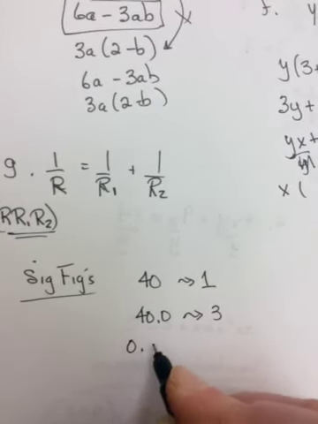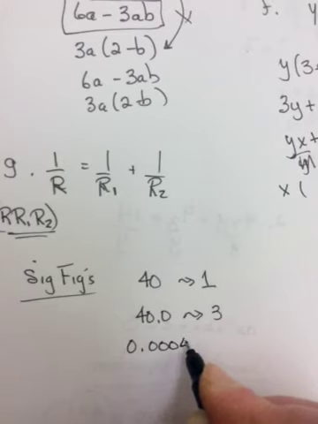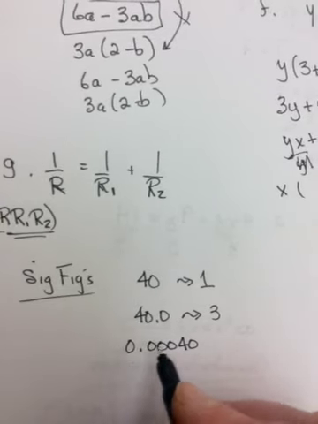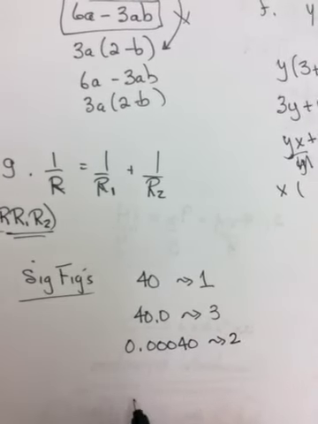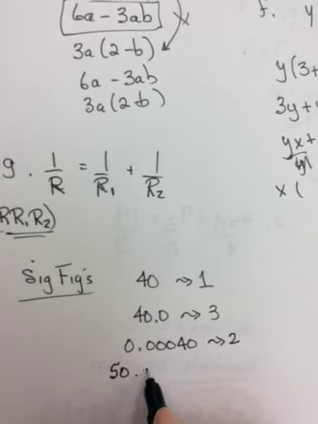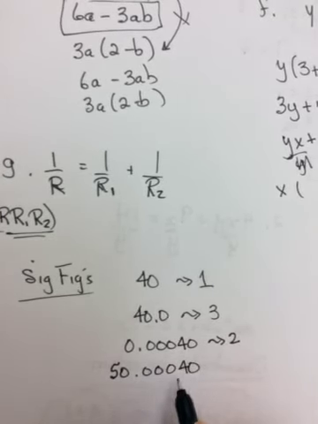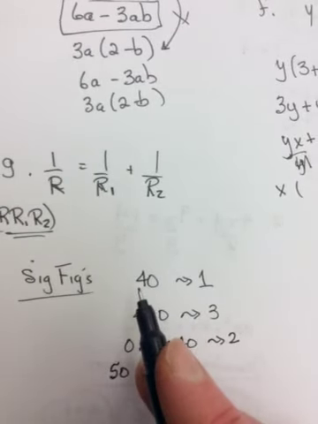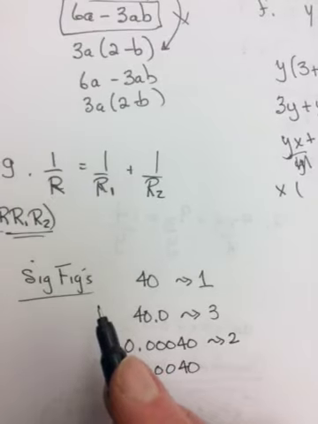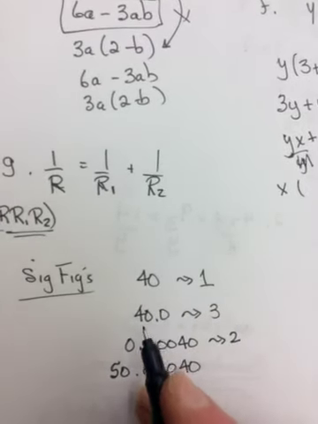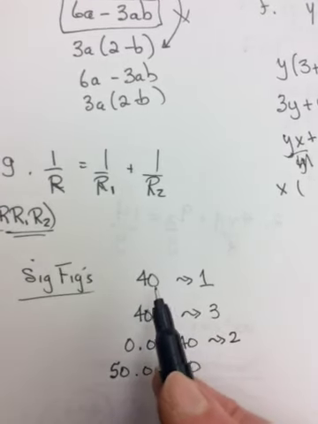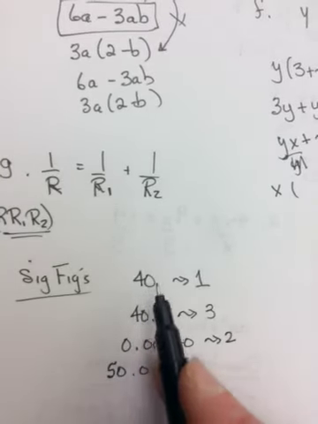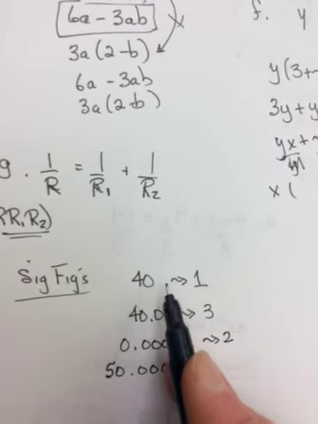If you had 0.000040, these front zeros do not count, so this would only have 2. But if I put a 5 in front here, 0.0000540, now they all count. So remember, the rule is you start with the non-zero number that is furthest to the left and you count right. And you keep counting right until you hit a 0, or until you hit the end if there's a decimal. Okay, so if there's no decimal here, there's only 1.